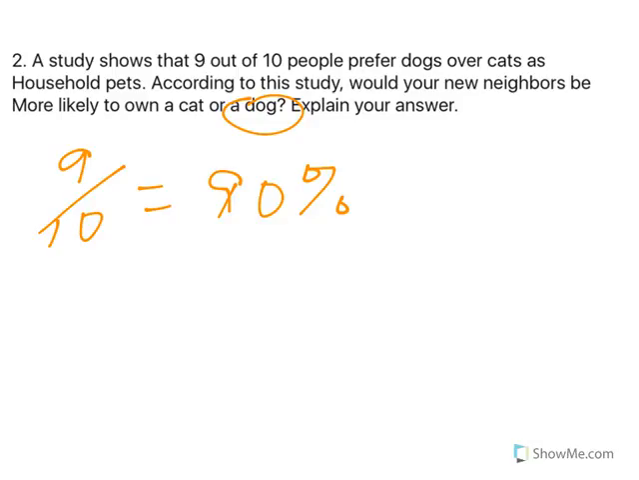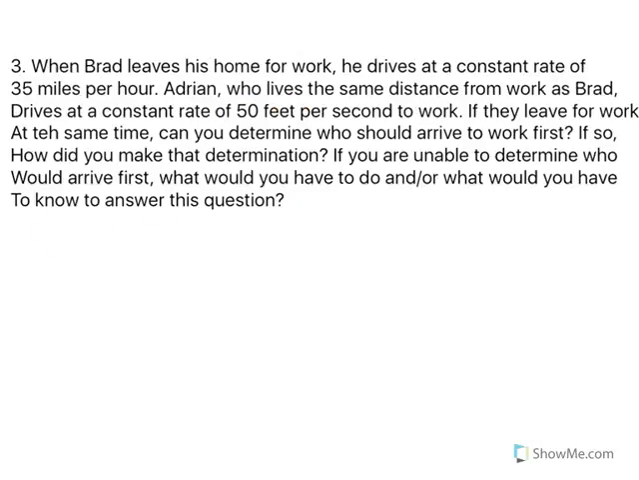Could they have a cat? Sure, 10% of people like cats. Right? And number 3, when Brad leaves for work, he drives at a constant rate of 35 miles per hour. 35 miles per, gives us a division sign, per 1 hour.